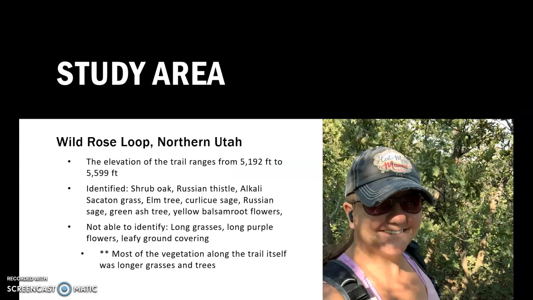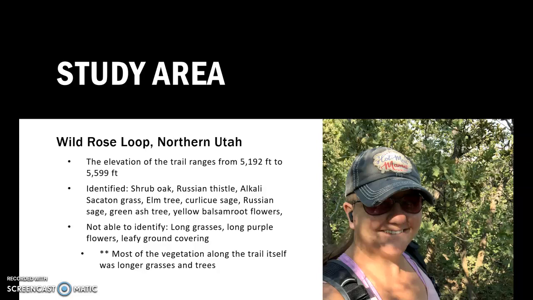The study area I chose is called Wild Rose Loop. It is a hiking trail in northern Utah. The elevation of the trail at the lower area is 5,192 feet. And as you hike to the top, the highest elevation you reach is 5,599 feet.